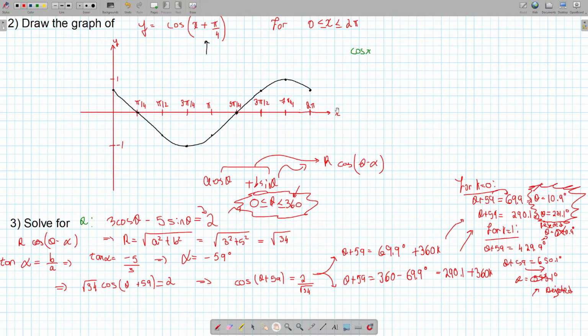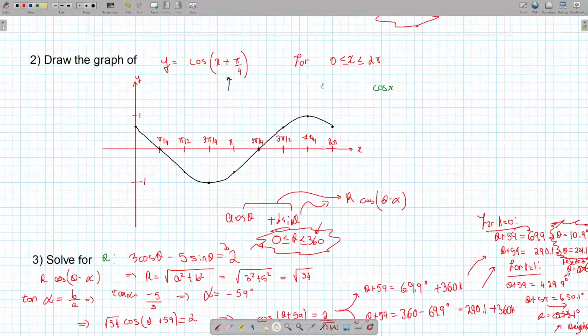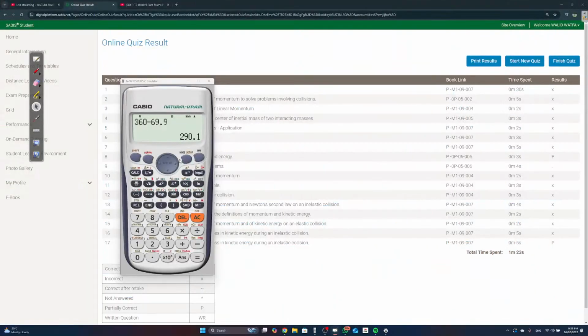To draw the graph here, the easiest way for me to get points is to go on my calculator and use table mode. Since you're working in radians, first change your calculator to radians. Then go to mode and press table mode. It might not be 7 for you, it might be 3. Put in your equation, cosine of x plus pi over 4.